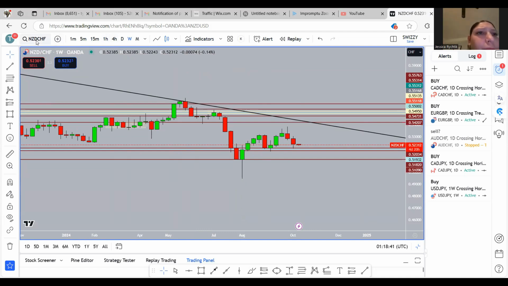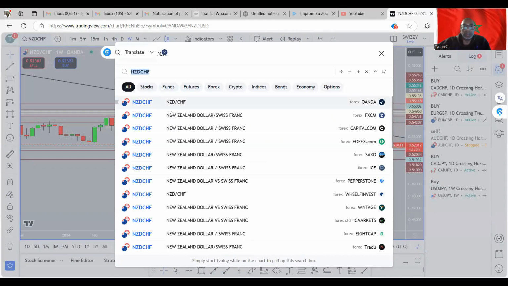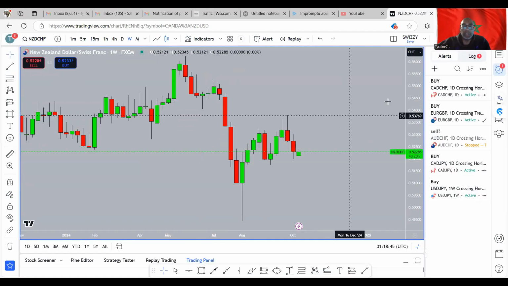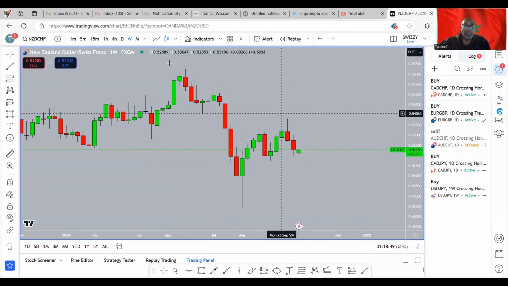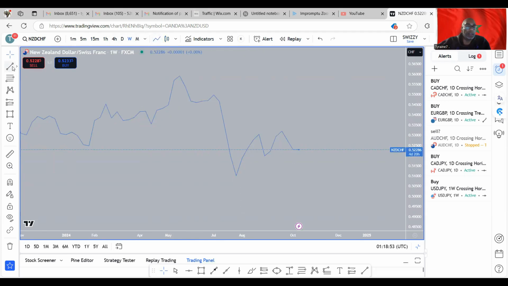Want to drop support and resistance? Let me pull up another broker. So I'm pulling up this broker because it doesn't have lines on it. And again, we'll do the same thing again. We'll look at the weekly. We can start with the line. And oh, this one is nice. You see how it's not too many lines?